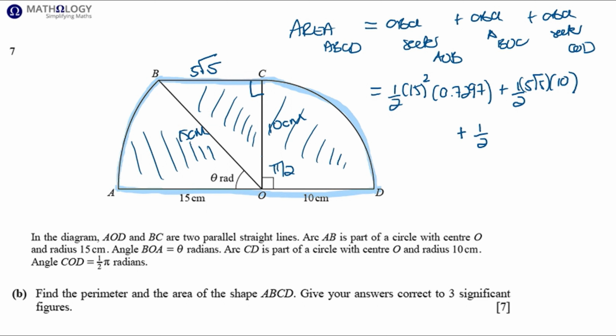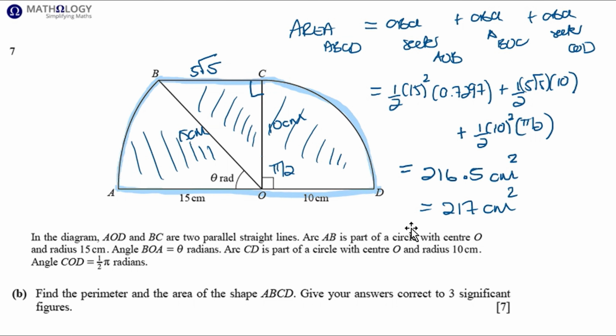The radius of sector COD is 10, so the area is a half 10 squared times the arc angle of sector COD, which is pi by 2. So the area of ABCD is therefore 216.5 centimeters squared, which correct to 3 significant figures is 217 centimeters squared.